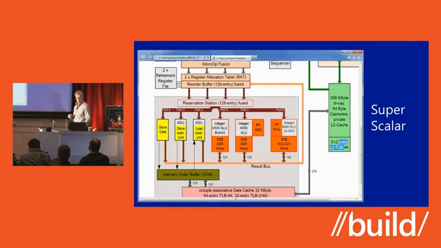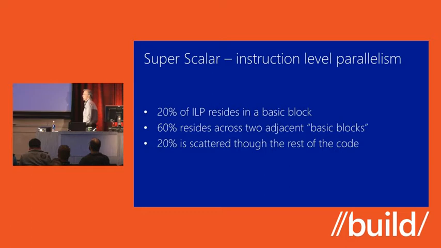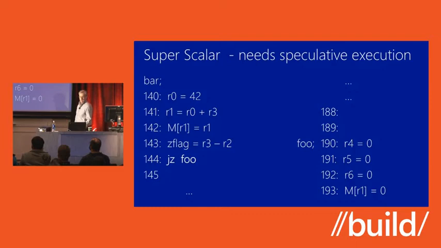You can say that there's an enormous amount of data by compiling all of the code inside Microsoft. And what everybody has found is that about 20% of the instruction-level parallelism resides within a single basic block. The next 60% is across two basic blocks, and then the rest of it is scattered throughout the rest of the program where you have to do really serious code motion. So in order to get 80% of the instruction-level parallelism, the architecture needs to be speculative.